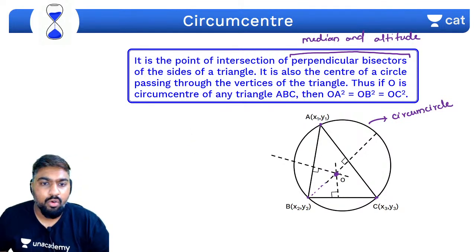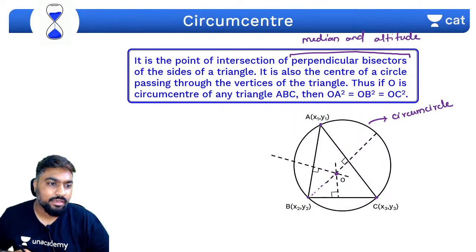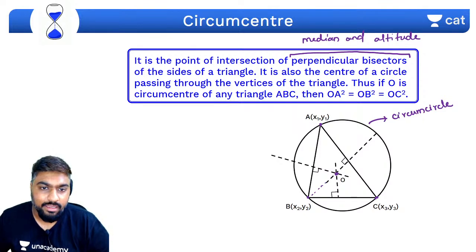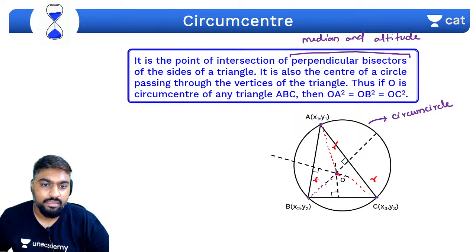So if O is the center, then you know that OA square will be the same as OB square, will be the same as OC square. What does OA ultimately become? The radius. This is a radius, this is also a radius, and this is also a radius. So the radii of a circle are equal. So even if you don't write OA square, the same thing, it doesn't matter.